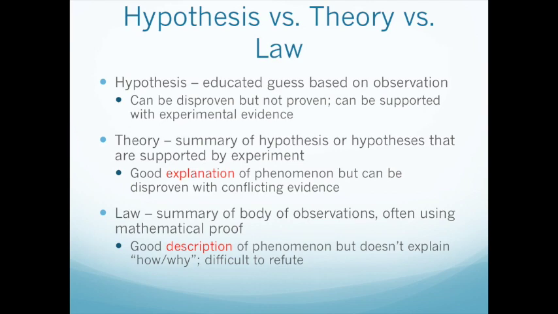Theories are summaries of hypotheses that are supported by experiment. They provide a good explanation of the phenomenon, but they can be disproven with conflicting evidence, which is how good science is done. You start with a theory and you refine it over time. You add or subtract corrections until you have something that explains all of the available data, at which point it becomes a scientific law, often involving a mathematical proof of some kind.